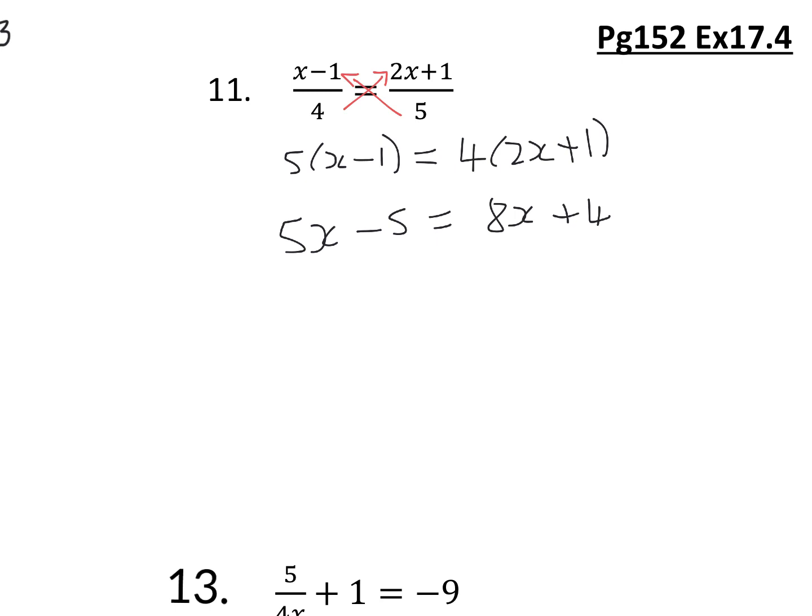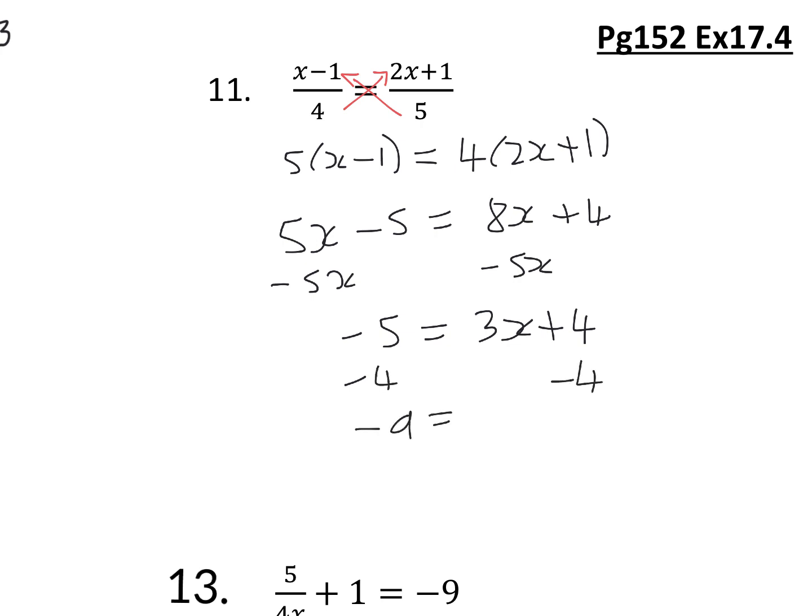We get rid of the smaller number of x's, which is the 5x, so subtract 5x from both sides. We get minus 5 equals 3x plus 4. We subtract 4 from both sides. We get minus 9 equals 3x. Last step is to divide by the number of x's, so we get minus 9 divided by 3 is minus 3.